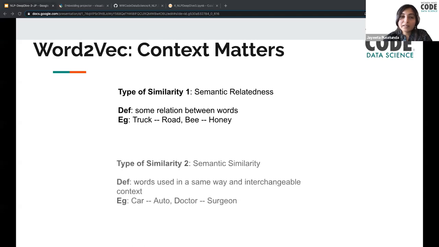The second type of similarity is also called semantic similarity. Here, some of the words we can use in the same way, or to some portion interchangeably. Like when you talk about car, you can also refer to it as automobile or auto part or automotive, something like that. And when you talk about a doctor, you can also refer to a doctor as surgeon, not necessarily in all cases, but you get the meaning out of it, and it can sometimes be used interchangeably.